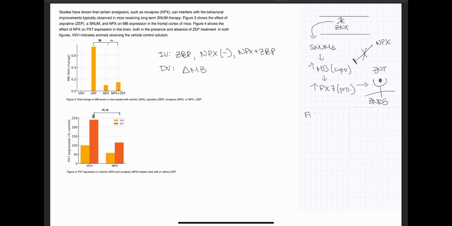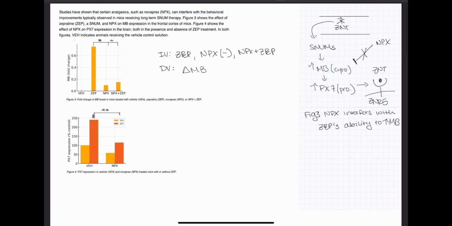So figure 3 shows that NPX interferes with ZEP's ability to increase MB levels.